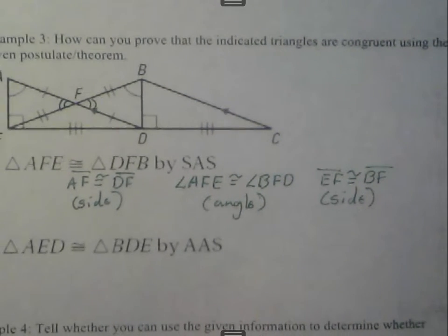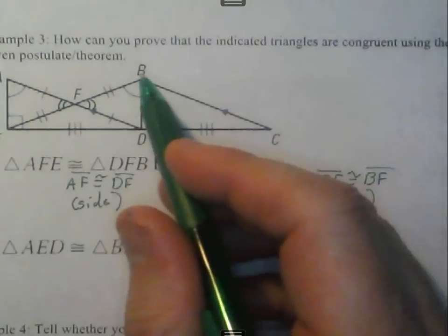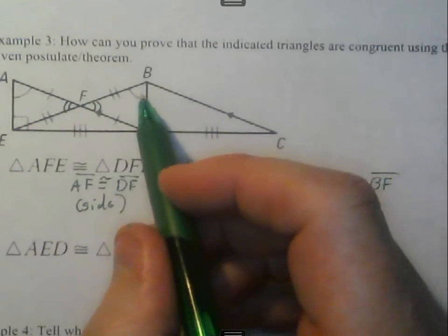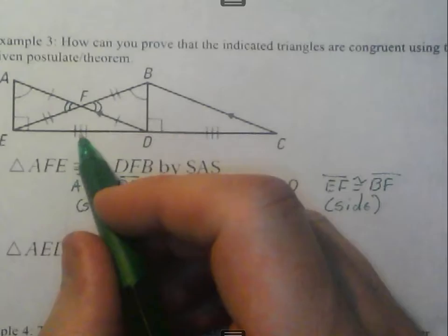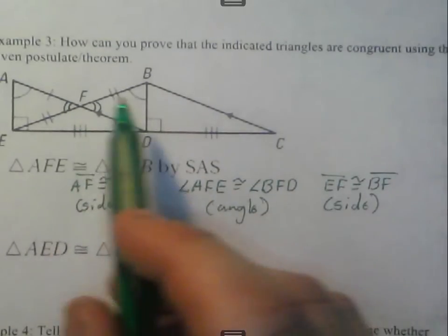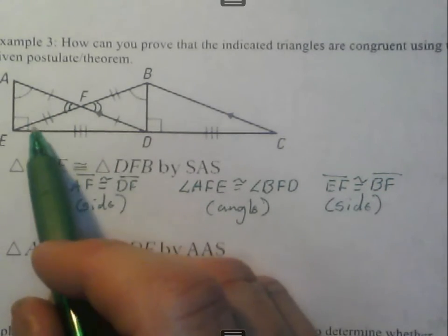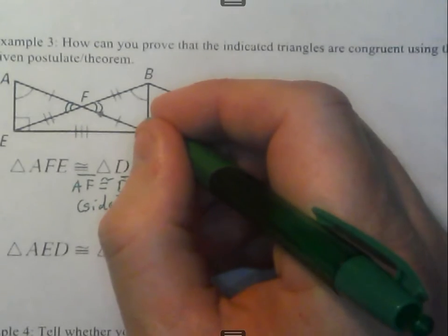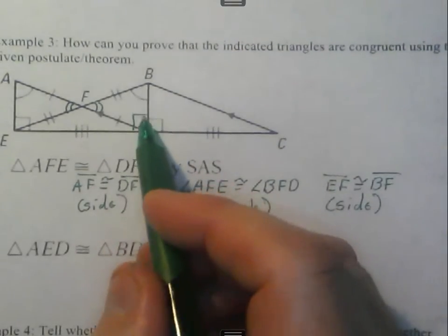For part B, I want to show that AED and BDE are congruent by angle, angle, side. So I'm looking at these big triangles right in here. One thing that they both share is this side down here, and I want to do it by angle, angle, side. So I know that they both have an angle here that they both have in common. I also know that they both have a 90-degree angle in here. We know this side's 90, so because of a linear pair, I know this is 90 as well. So I have angle, angle, side.